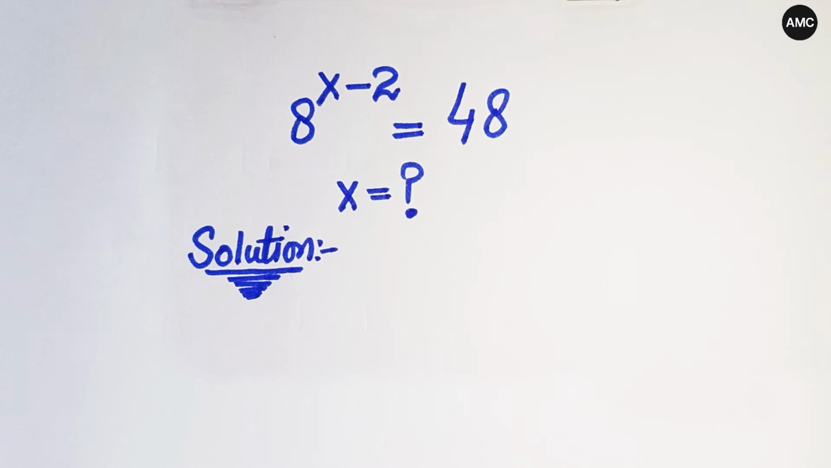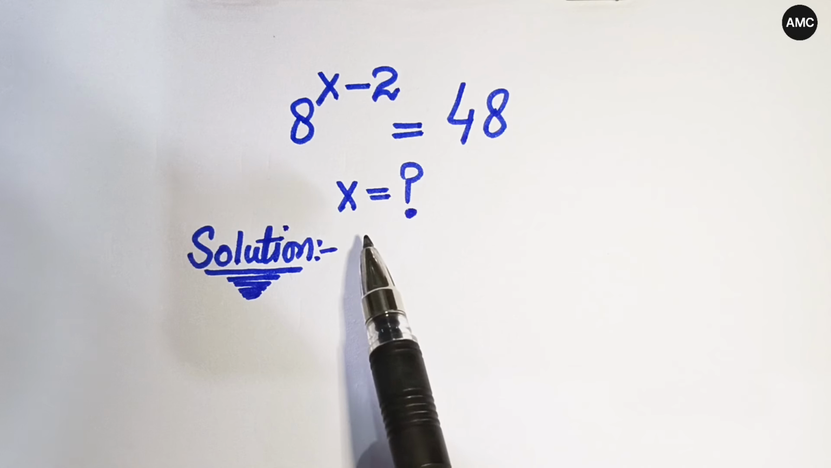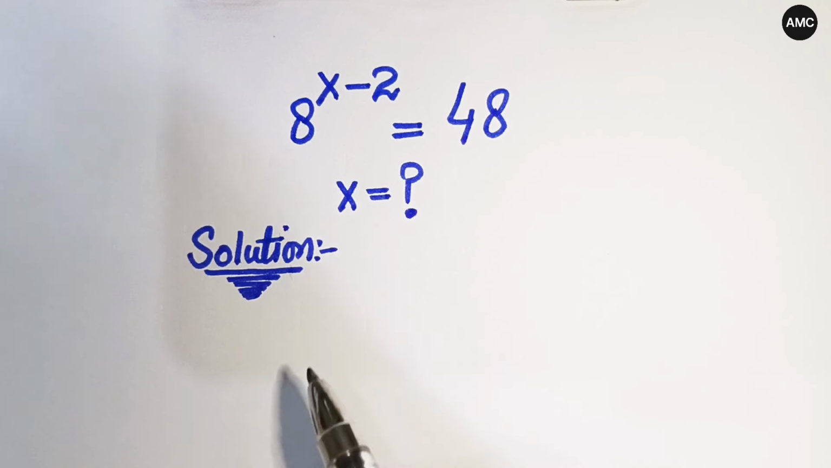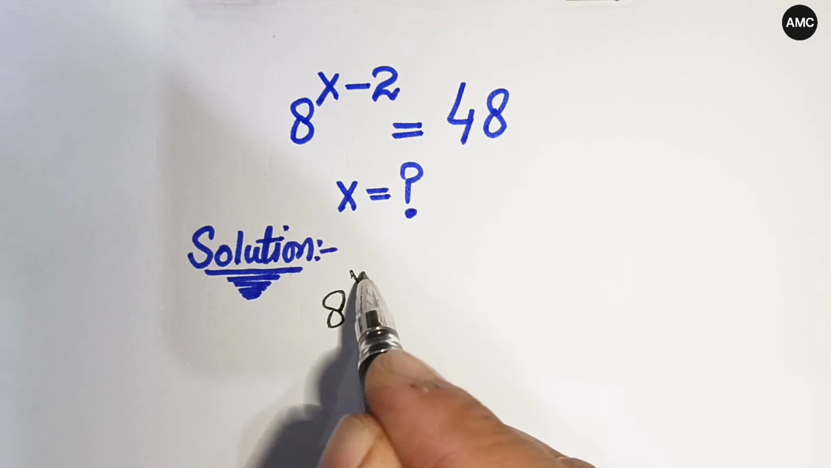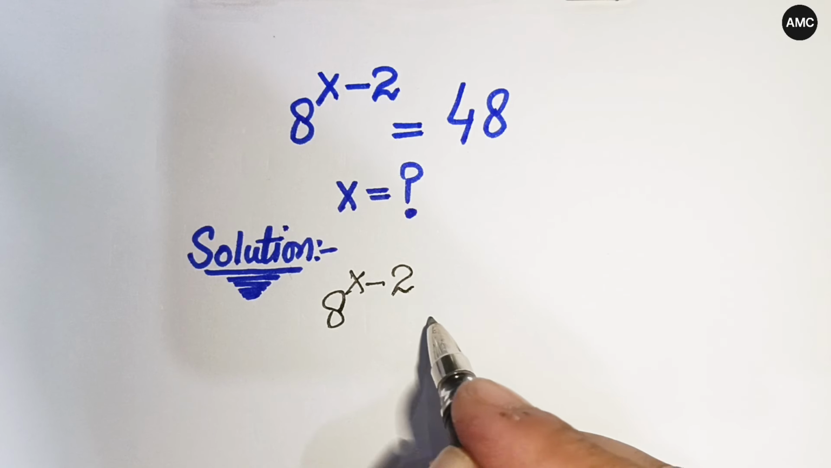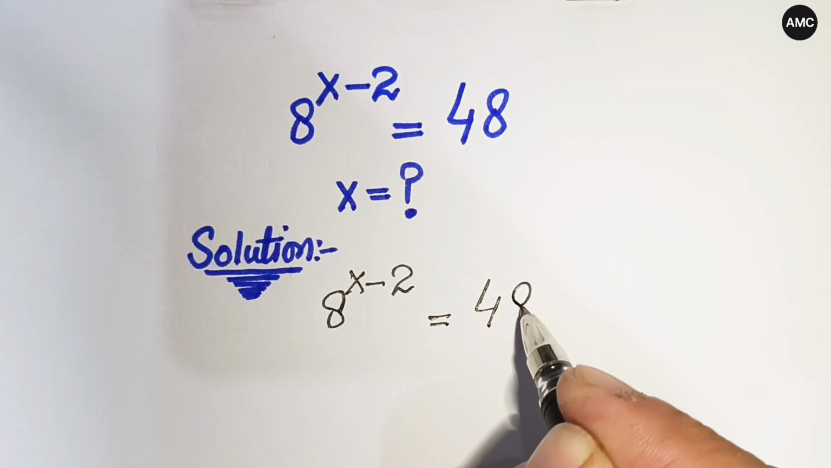Today we have a nice mathematics Olympiad problem, that is 8 to the power x minus 2 is equal to 48. So here we have to find the value of x. Now our problem is 8 to the power x minus 2 is equal to 48.